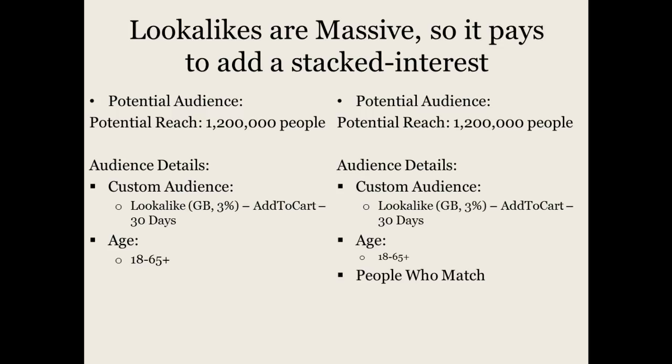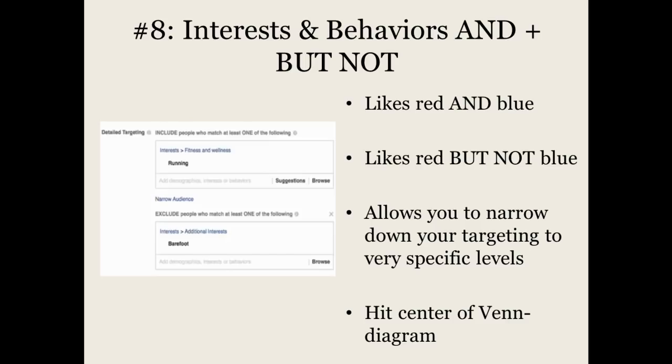Okay, so next, interest, behaviors, and but not: likes red and blue, likes red but not blue. Okay, so they don't have similarity on what they like, but they have similarities on what they don't like. So there goes the situation where you must have specific products for this specific person. You can have a specific product for this other specific person, or you would have a product for both of these people that they would surely like.